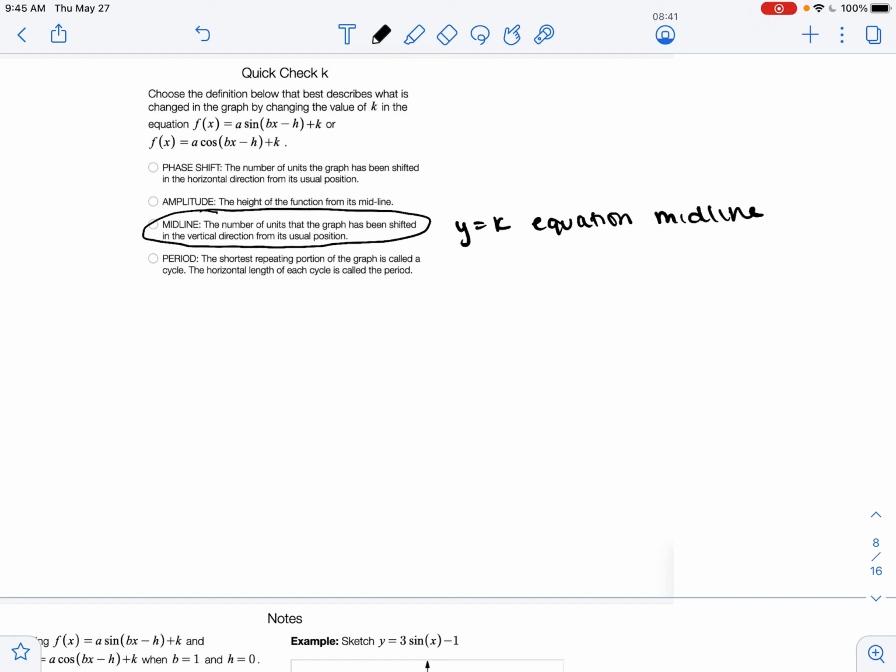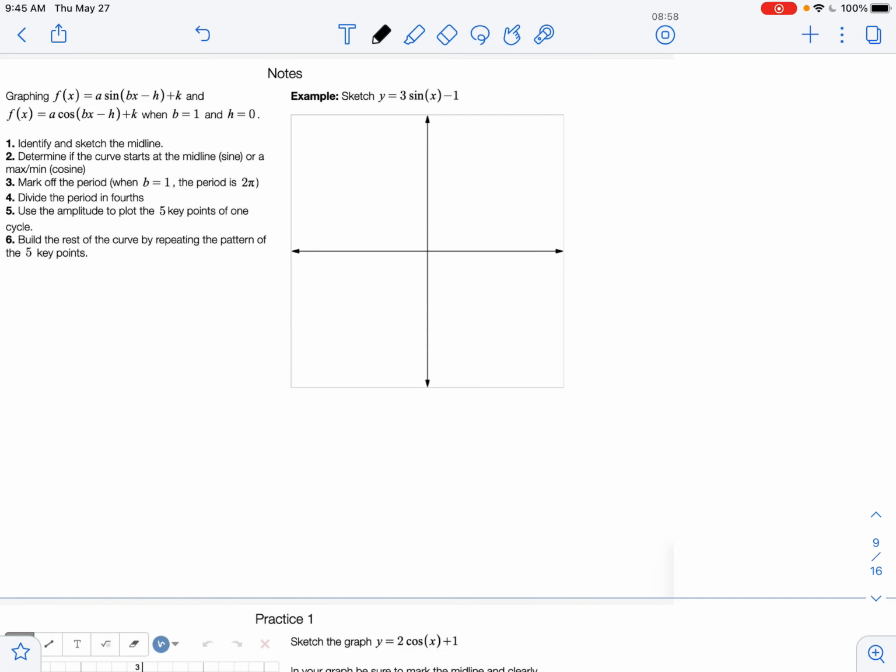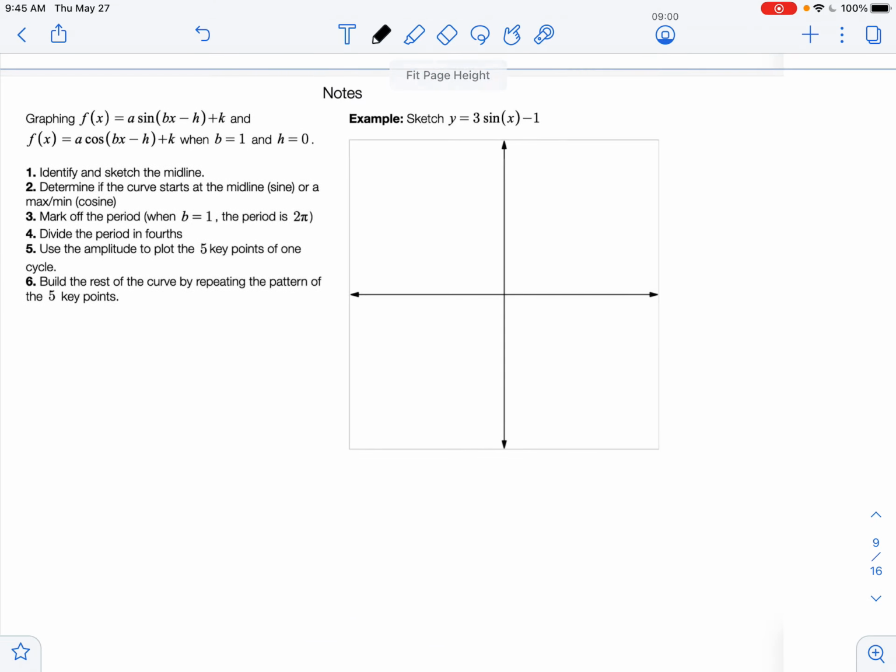Hopefully you notice that difference that we mentioned previously, where cosine is starting at a max and sine is starting at the midline. But other than that difference, the changes of A and K are staying the same between sine and cosine. So we're going to talk about how to sketch these graphs by hand.